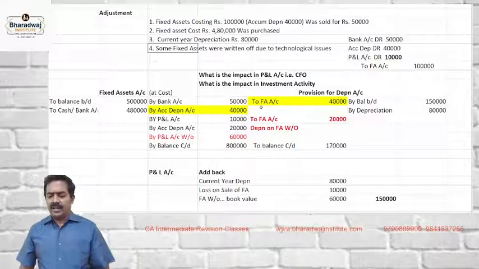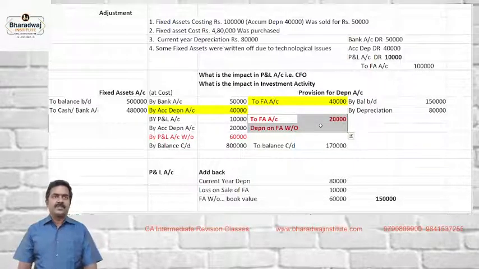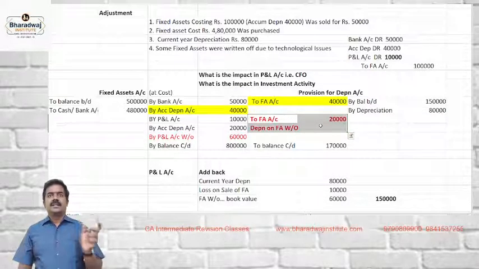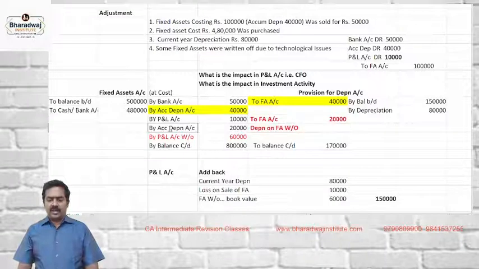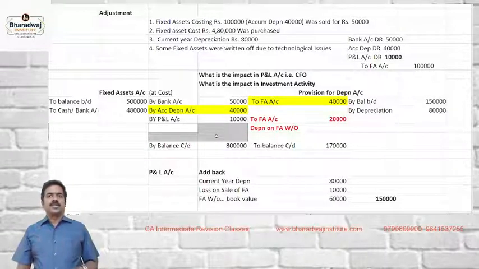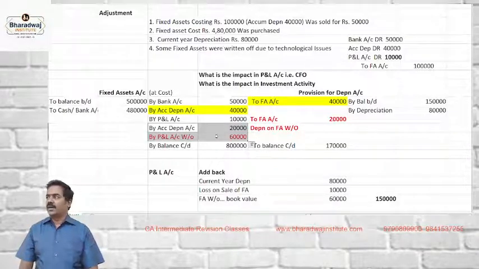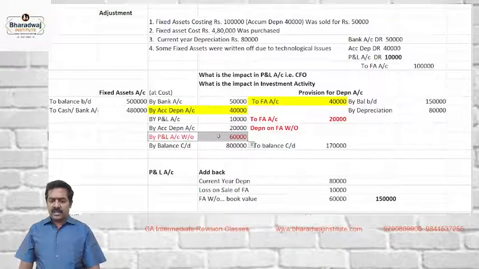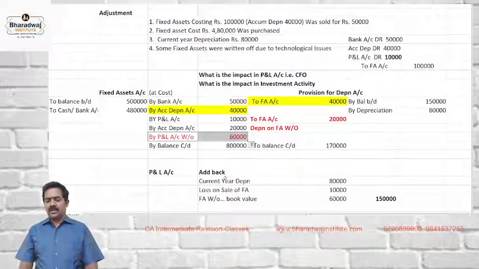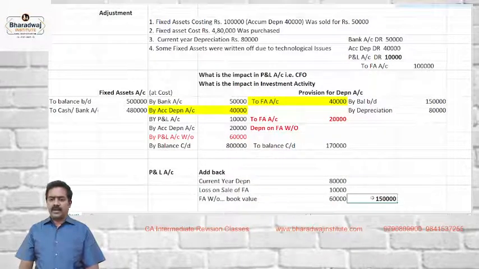The balancing figure in provision for depreciation represents what? Depreciation on the assets written off. If you tally the account without these two, you will get an 80,000 balance. It is not that 80,000 is to be transferred to P&L account. In that 80,000, 20,000 is attributable to what? Depreciation. What is the amount written off actually? 60,000. That is what is going to be added back in your cash from which activity? Operating activity.